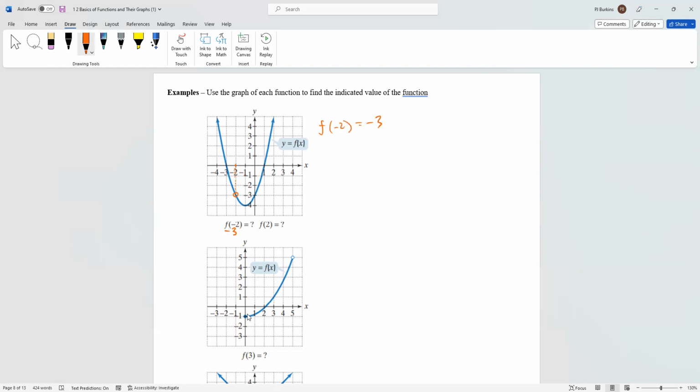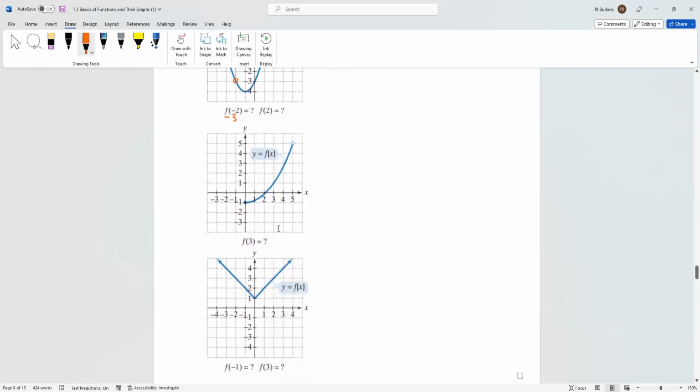And then f of 2, well, again, here's x equal 2. Go up to my graph. Looks like it's touching maybe up here, which is 5. Okay, so this exercise is nothing more than look at the value of x that's given, trace it to your graph, and find the ordered pair that's actually on the graph for that value.